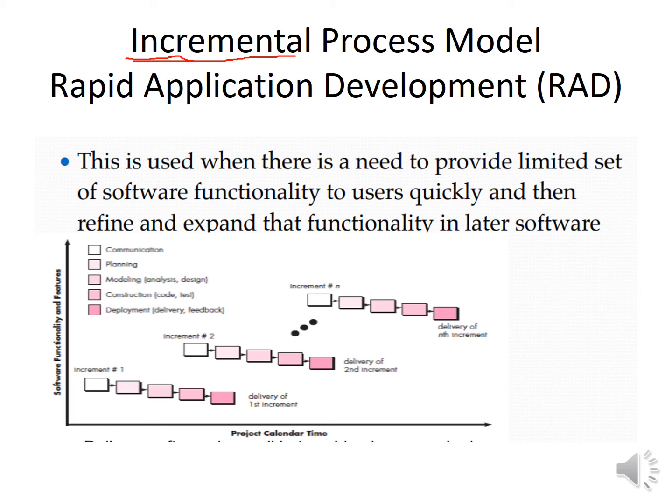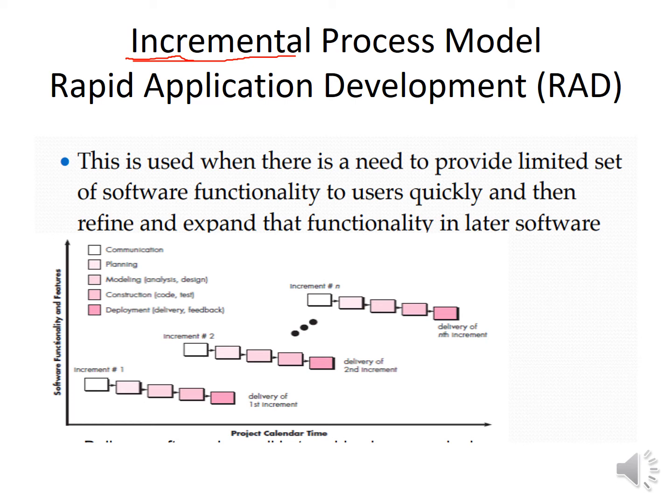See, this is used when there is a need to provide a limited set of software functionality to users quickly and then refine and expand that functionality in later software. The basic disadvantage we have seen in the waterfall model is that when there are new changes or new requirements in your project, you can't go back, you can't revert, and that's why the entire thing gets collapsed. So to overcome this, the incremental model, that is the rapid application development model, has its basics shown in this figure here.